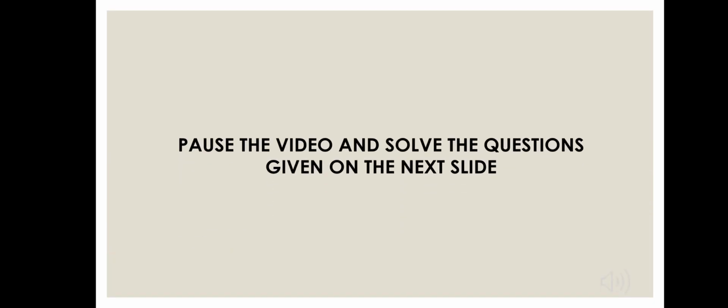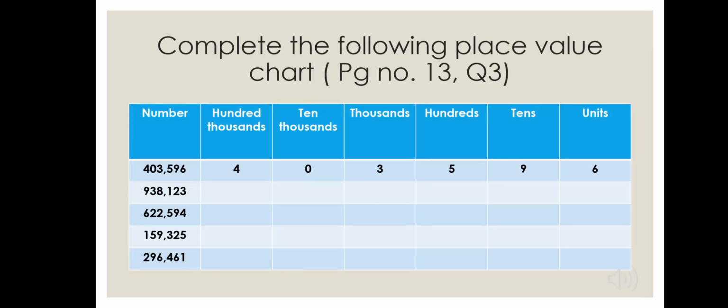Now pause the video again and solve the questions given on the next slide. Complete the following place value chart. Page number 13, question number 3. You can see a table on your screen in which there are few numbers given to you and you have to extract the digits which hold the place value of units, tens, hundreds, thousands, 10,000s and 100,000s. For example, the first one has been done for you.